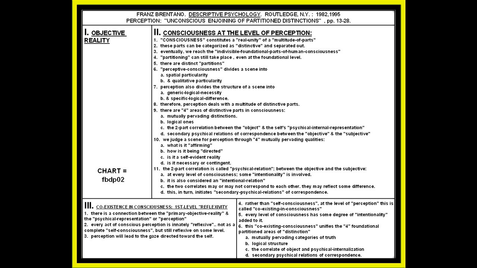Now, perceptive consciousness does divide a scene into spatial particularity and qualitative particularity, and it's the qualitative particularity that we internalize. We also evaluate the structure as a generic logical necessity or a specific logical evidence of difference. So there are a multitude of parts, but Brentano says there's basically four partitioned areas in consciousness at the level of perception. There are mutually pervading distinctions, there are logical distinctions, there's the correlation between the objective object and our psychical internal representation, and then there's the secondary psychical relations of how the subjective and the objective correspond to each other.